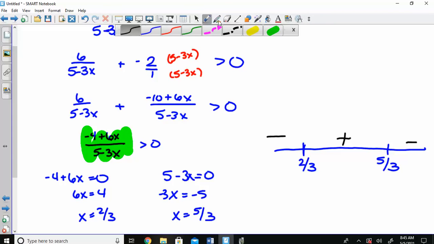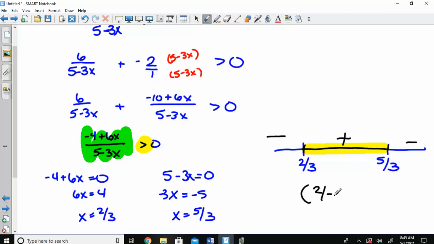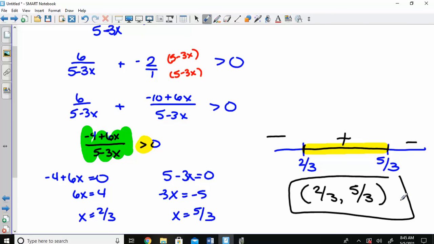You wanted your graph to be greater than 0. Greater than 0, is that positive or negative? Positive. So that's right here. No equal to, so that means parentheses, so it's everything between 2/3 and 5/3. That means any number in that interval would make the original problem true.